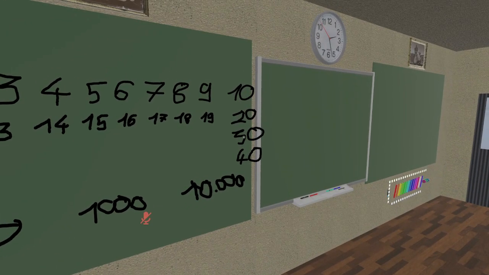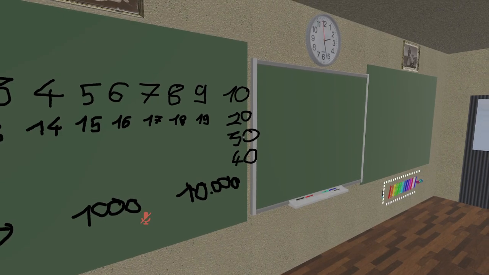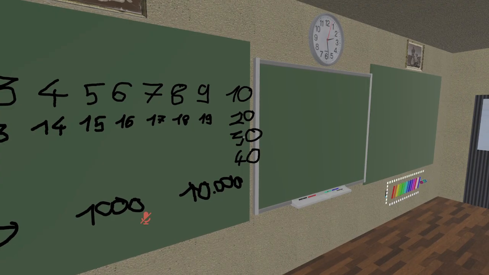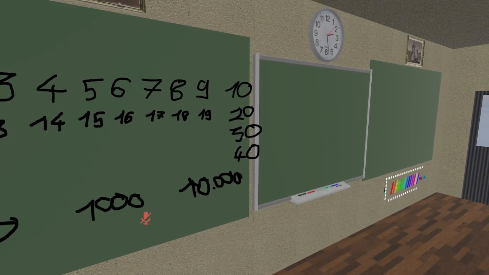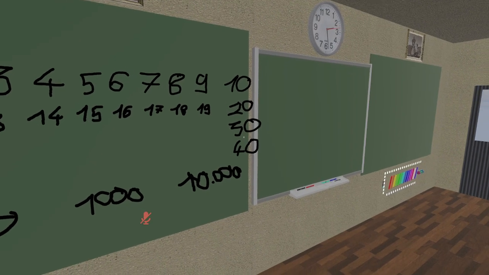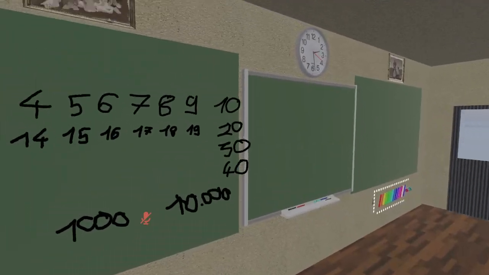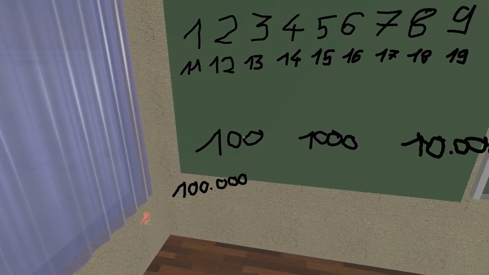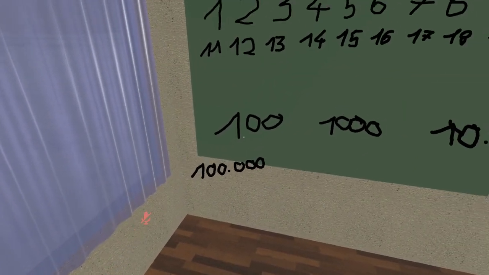Then we have this one, which is next. 30. Or 30 in the other way. Well, yeah, we come to this now. This one is 100, obviously, 1,000, 10,000, and 100,000.